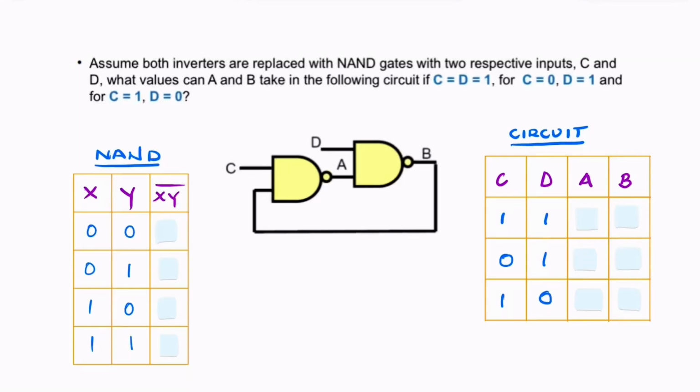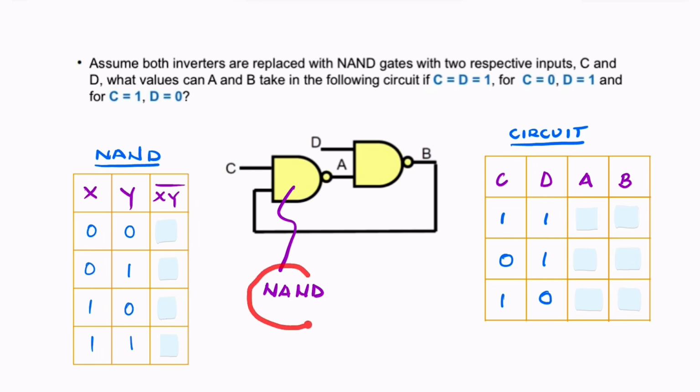So this circuit consists of two NAND gates. Each of these is a NAND gate. That means it's an AND gate with an inverter on the output. And there is some feedback from the output of the second gate into the input of the first gate.